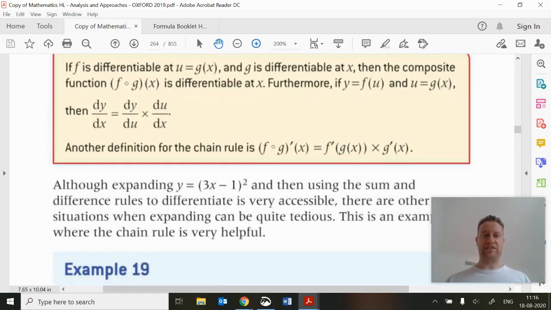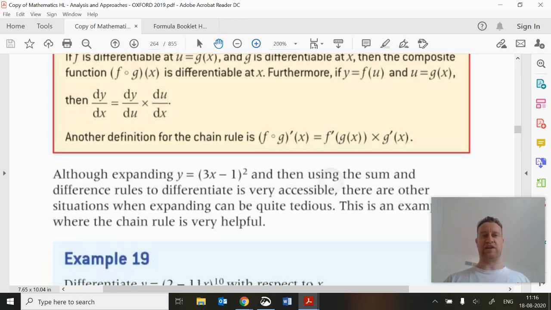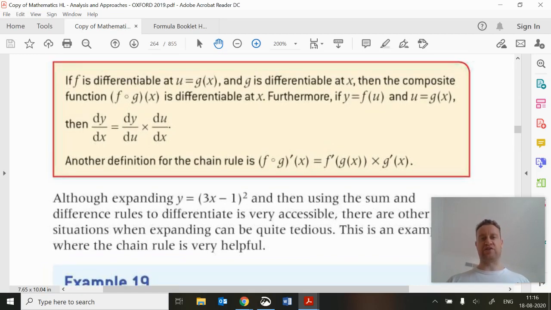Now, there's another way of writing this, another definition for the chain rule, writing it as a function of a function in terms of f and g. To be honest, I like the fractions version of this more. That's kind of quicker and easier to use from my perspective. The other version is just, if you have it in function notation, you might wish to use that. But I see that as less clear, but we'll discuss that as we go through.